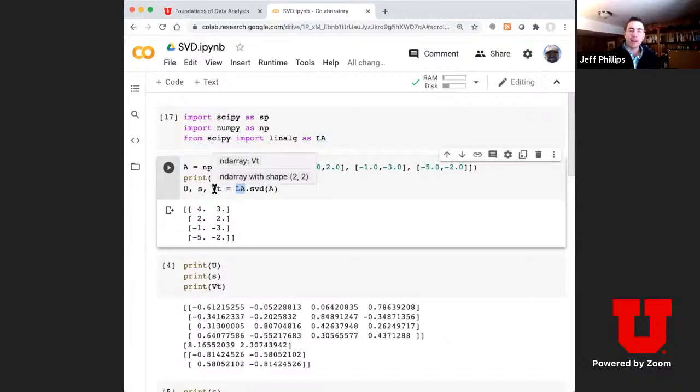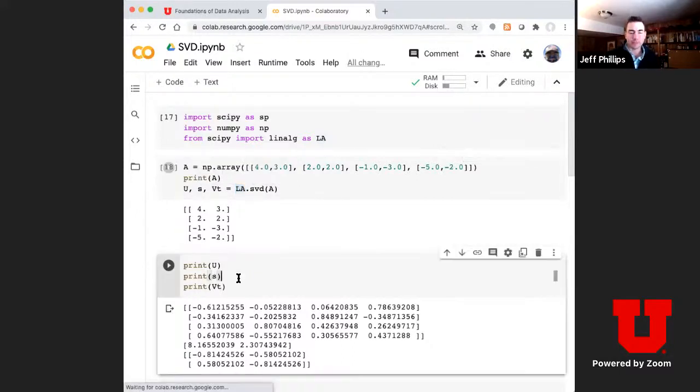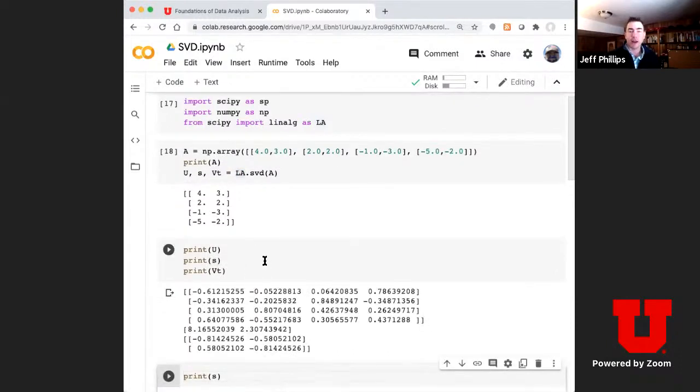In Python, it gives you V transpose directly, so you're not getting V, you're getting V transpose. And S is only going to give me the stuff on the diagonal. It's not going to give me the full matrix here. There are ways you can have it output other stuff, but let's just see the standard output here.